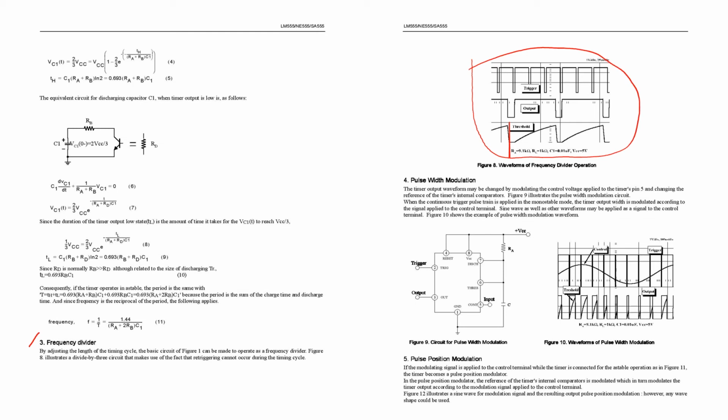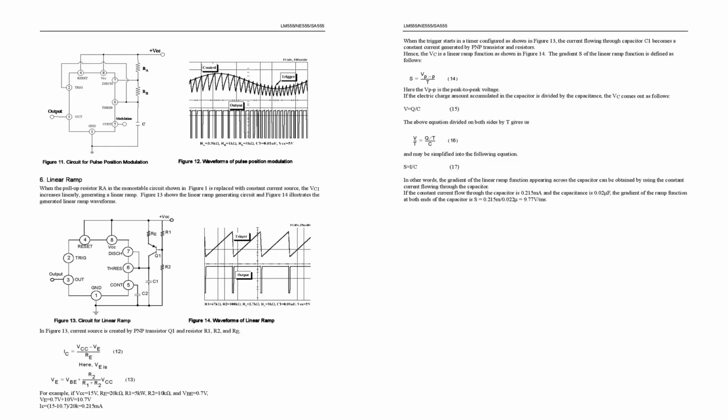It can be used as a pulse width modulator. This is the circuit diagram. These are the waveforms when it is used as a PWM. It can also be used as a pulse position modulator. The circuit is given here for PPM, and these are the waveforms for PPM.